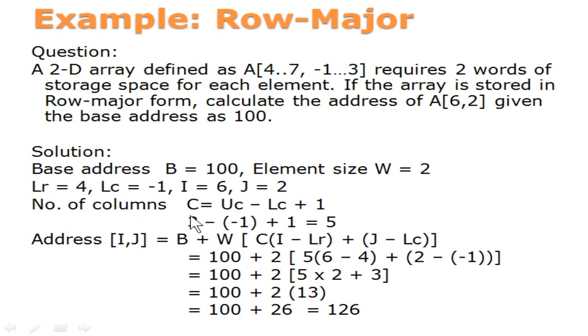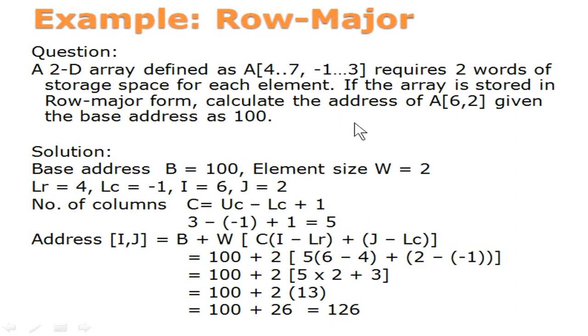Now the C value should be calculated. Since a range of values is given, you have to calculate it. So you can see here UC is the upper limit of the column. So 3 is the upper column, and minus 1 is the lower column, so LC is minus 1. So UC minus LC plus 1 is 3 minus minus 1 plus 1. When you calculate it, minus into minus becomes plus. So 3 plus 1 is 4, 4 plus 1 is 5. So that is the column value.